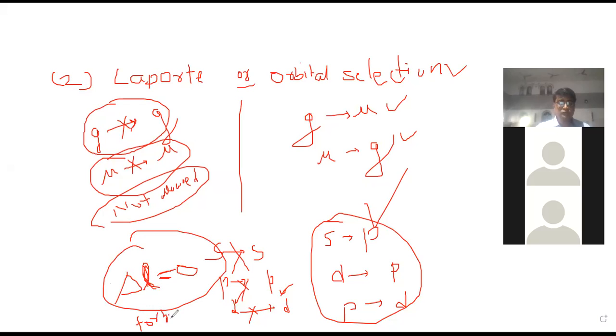So transitions which follow the condition delta L is equal to 0 are forbidden transitions. Whereas the transitions which follow the condition delta L is not equal to 0 are the allowed transitions. Okay, is that clear?